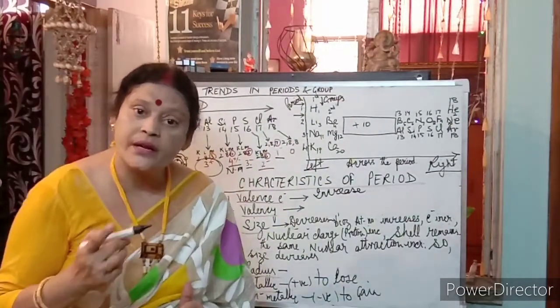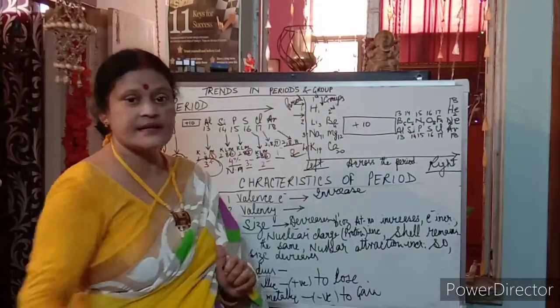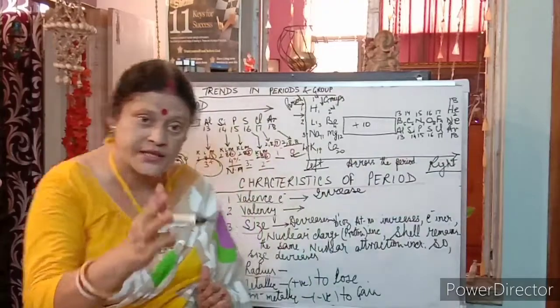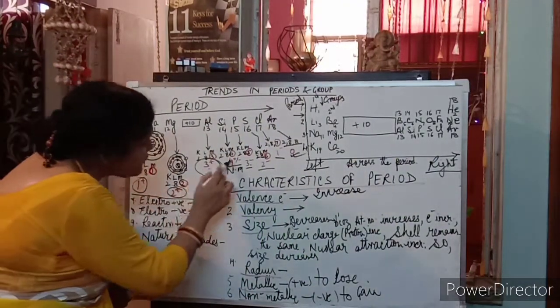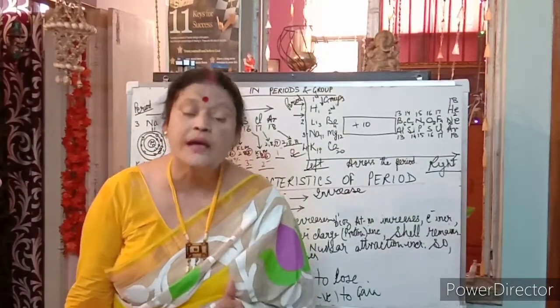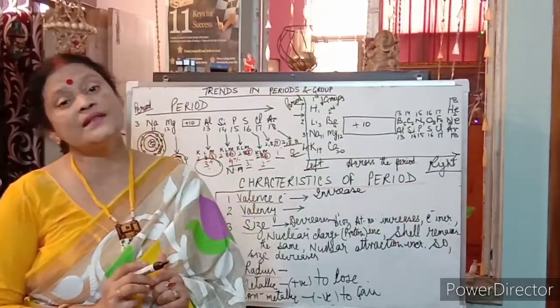Chlorine has 287, 1 electron, and 288 shells are complete, so valency 0. So what happens to the valency when we move from left to right across the period? Valency 1, 2, 3, 4. That means valency first increases from 1 to 4, then decreases from 4 to 0. That is 4, 3, 2, 1, 0.